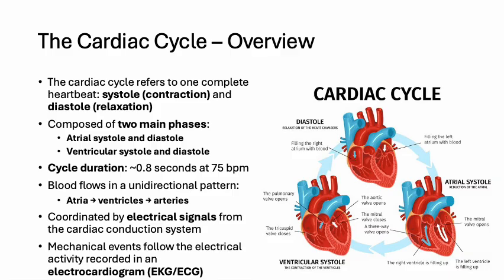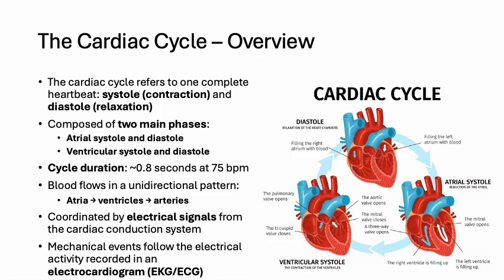Let's begin by zooming out and understanding what we mean by the cardiac cycle. This term describes one complete heartbeat, including all electrical and mechanical events that occur in the heart as it contracts and relaxes. The cycle is made up of two main phases: systole, when the heart contracts to pump blood forward, and diastole, when the heart relaxes and fills with blood. Each cycle includes activity from both the atria and the ventricles.